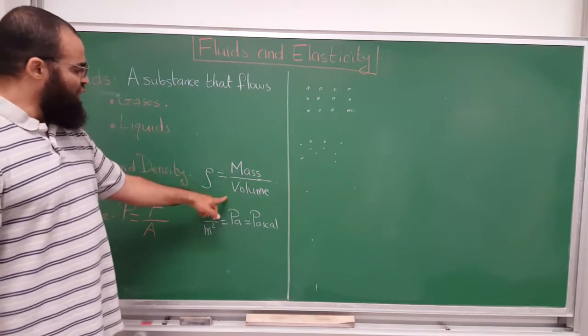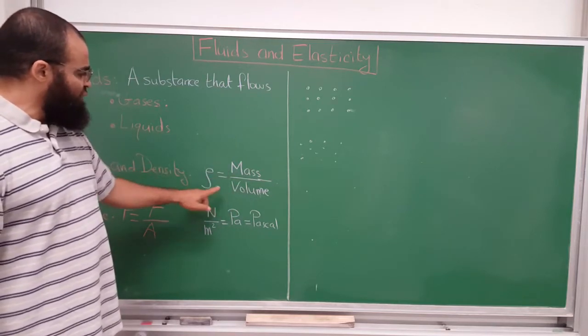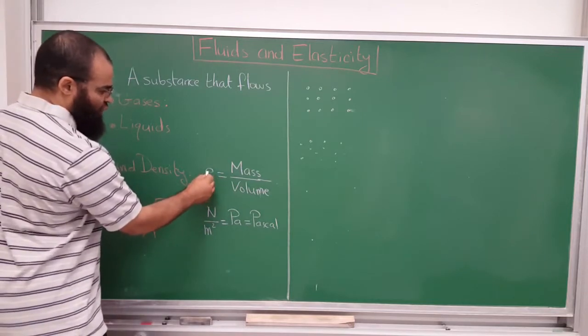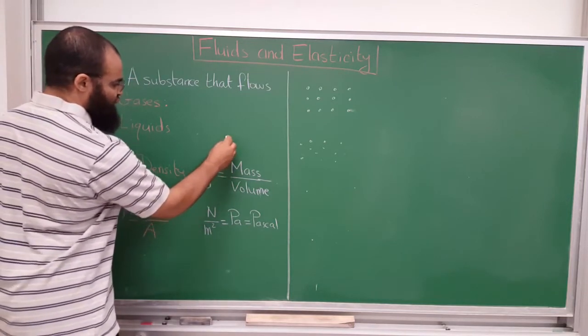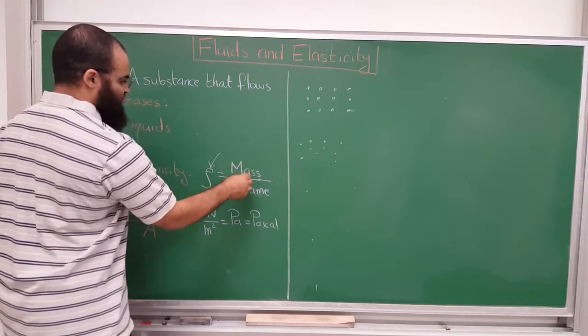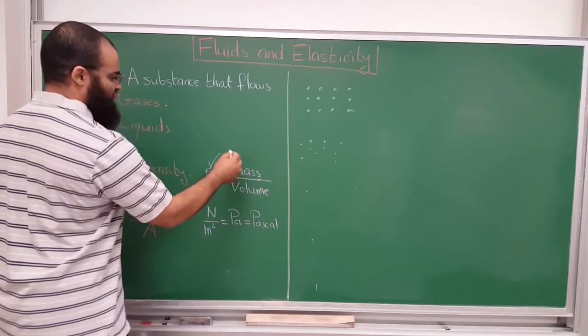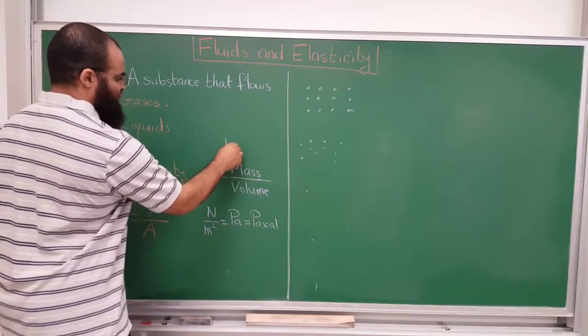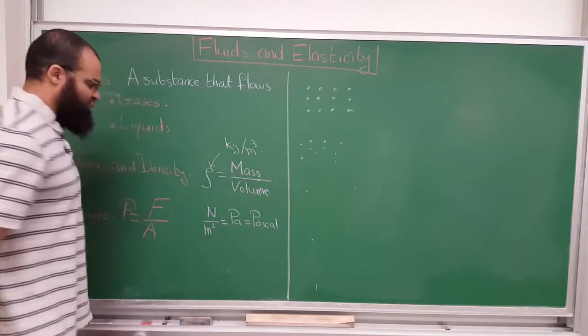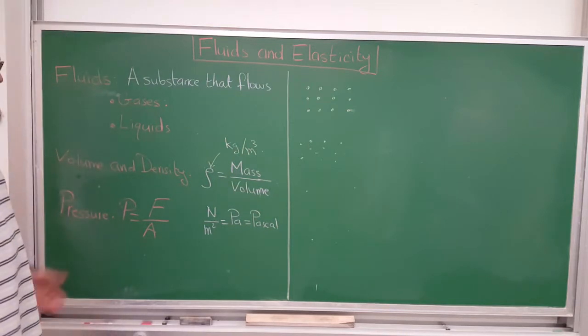So if you know the volume of the object, you know its mass. The mass divided by volume will give you the density. Density has the symbol rho, and the units for density are mass over volume, so the SI units would be kilograms per cubic meter. Okay, kilograms per cubic meter.